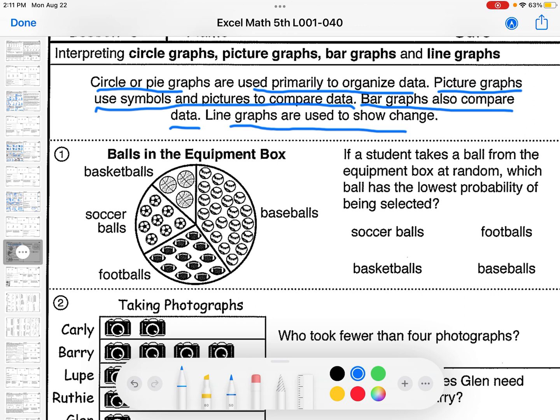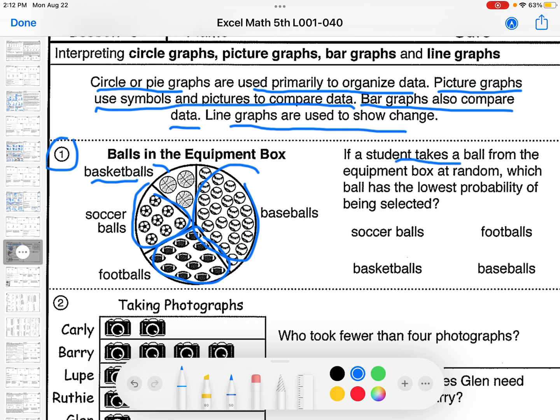Let's take a look at numero uno here. Number 1, balls in the equipment box. You can see the word basketballs is here. That goes with this section, which means there are 3 basketballs in the equipment box. Soccer balls, there are this many soccer balls. There are this many footballs and this many baseballs in the equipment box.